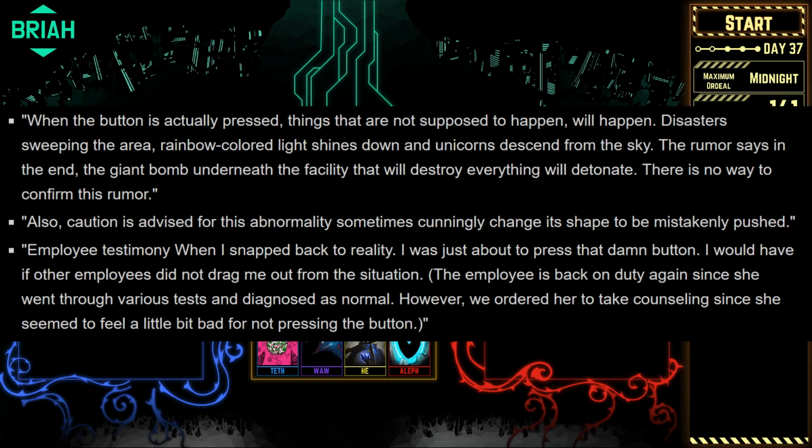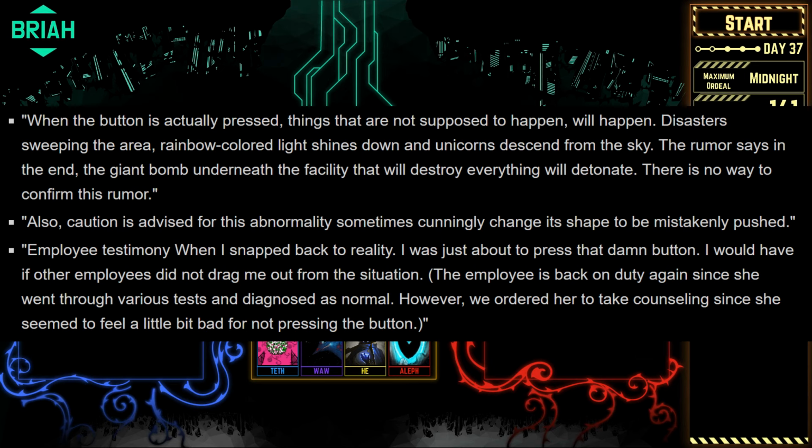When the button is actually pressed, things that are not supposed to happen will happen. Disaster sweeping the area, rainbow-colored lights shine down, and unicorns descend from the sky. The rumor says in the end, the giant bomb underneath the facility that will destroy everything will detonate. There is no way to confirm this rumor. Also, caution is advised, for the abnormality sometimes cunningly changes its shape to be mistakenly pushed.